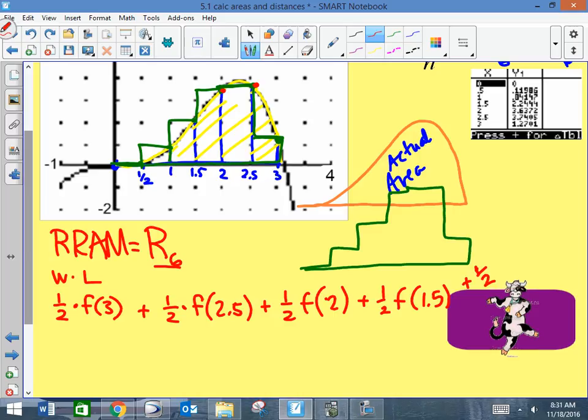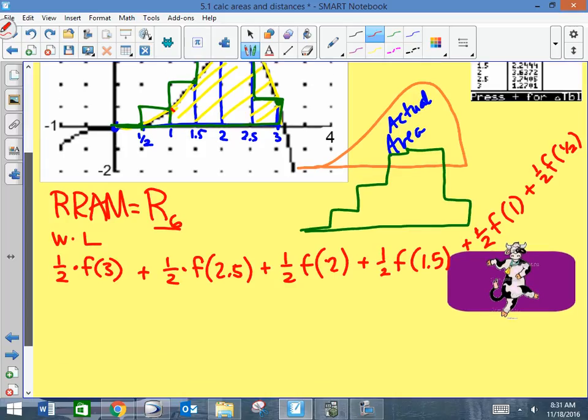1/2, I'm at 1, 2, 3, 4. I got 2 more. F of, I'm right here, 1. And half of f of 1/2. That's at my 6. 1, 2, 3, 4, 5, 6. So it's easy to keep track of. You got 6, you're done.